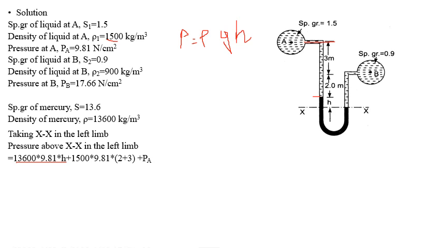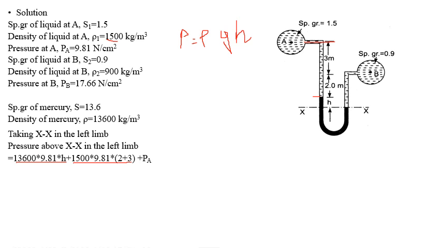Then g is equal to 9.81. The height is 2 plus 3, that is 2 meter plus 3 meter. For that 5 meters of height, the same density of the liquid is available here. So now for that reason, the pressure available for that height is taken as 1500 into 9.81 into h, which is 2 plus 3. So then plus the pressure at point A, P of A.